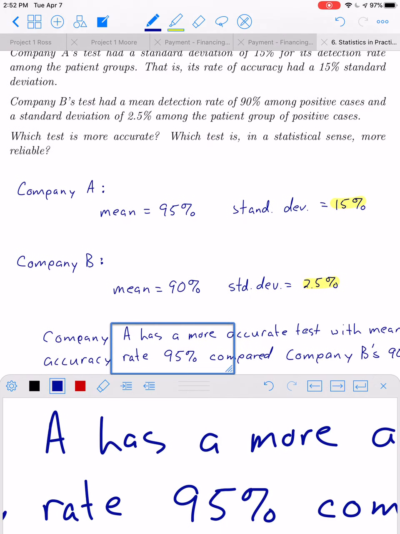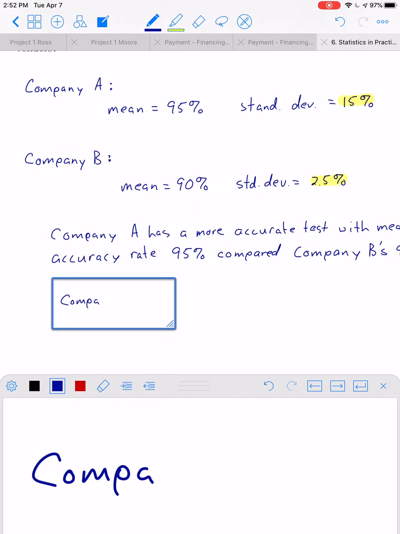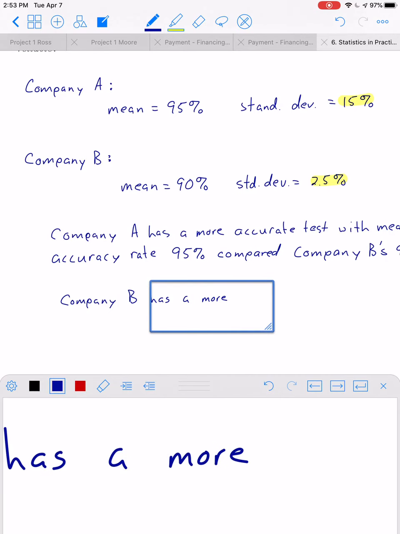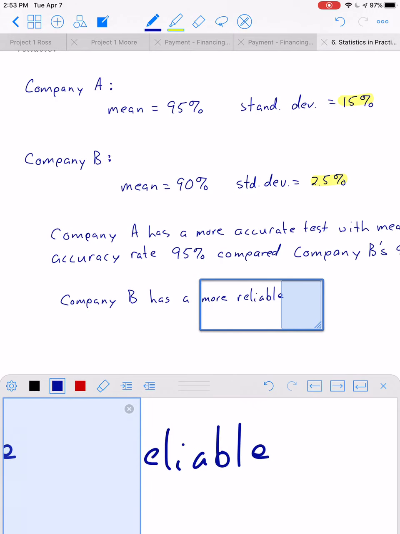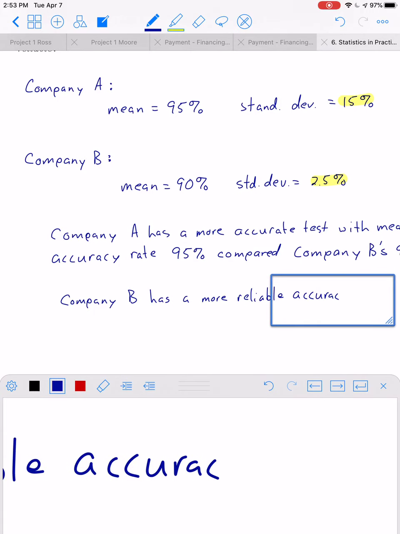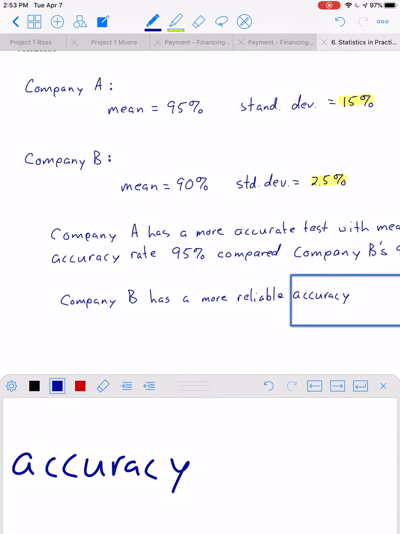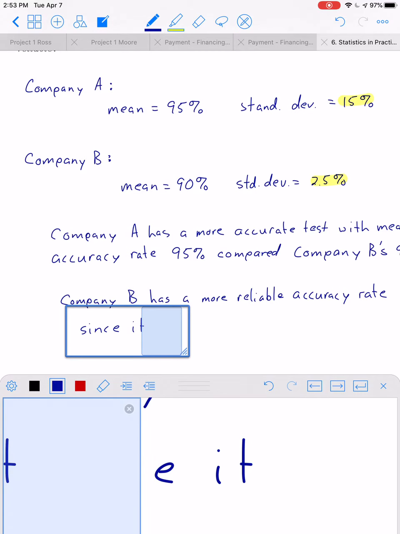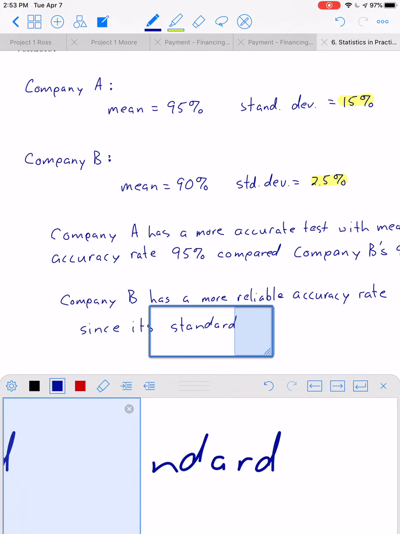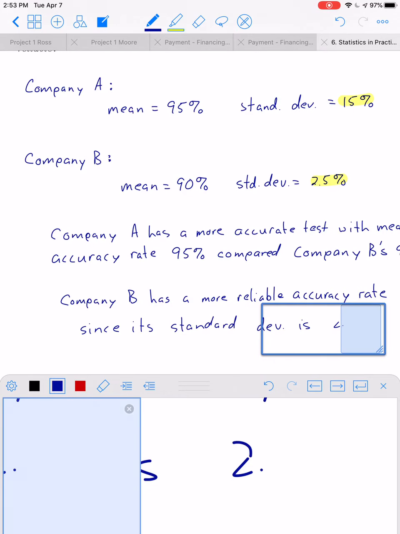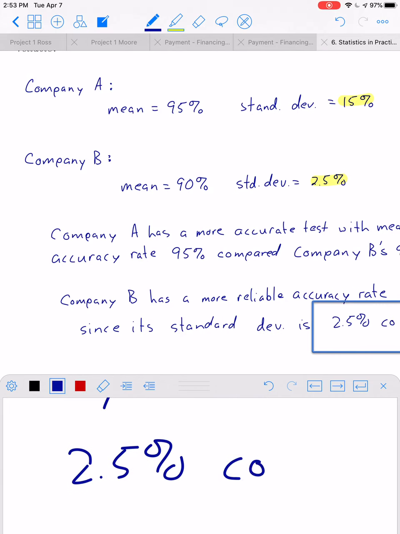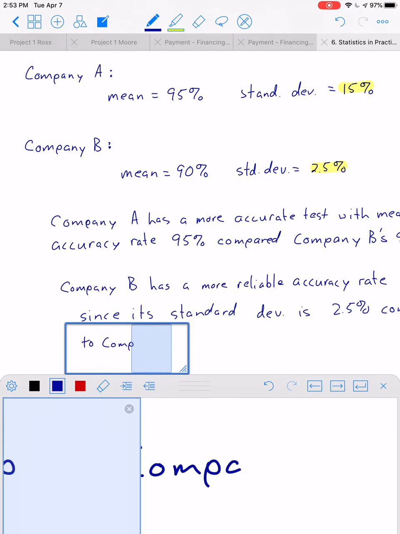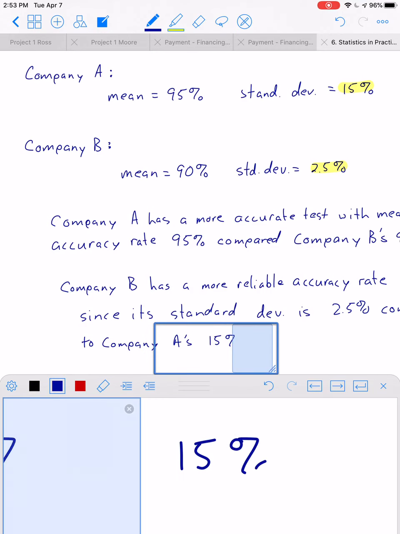So statistically speaking, even though it's got a lower accuracy rate, company B has a more reliable accuracy rate, since its standard deviation is 2.5% compared to company A's 15%.